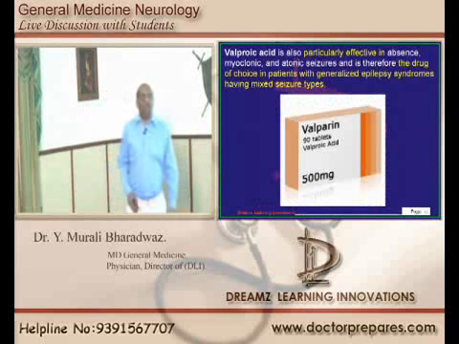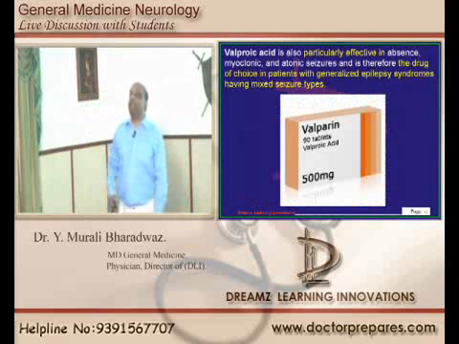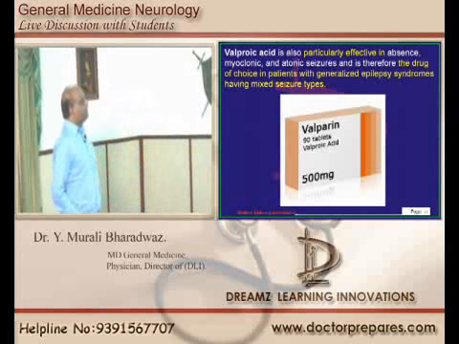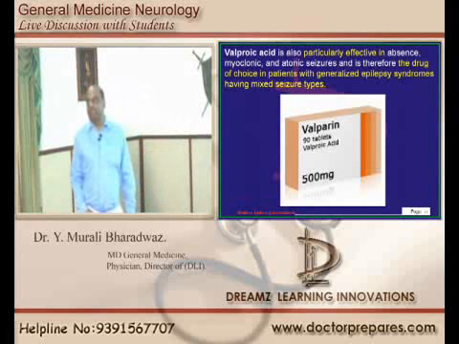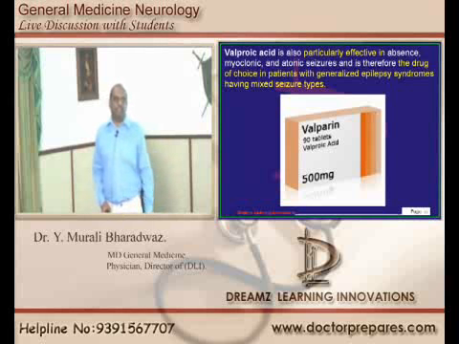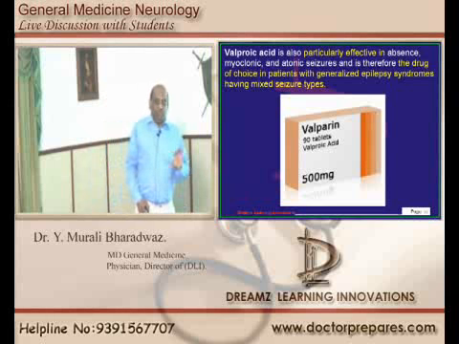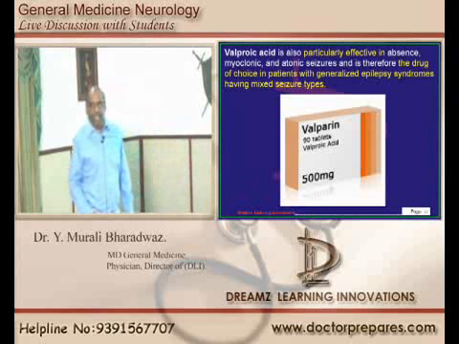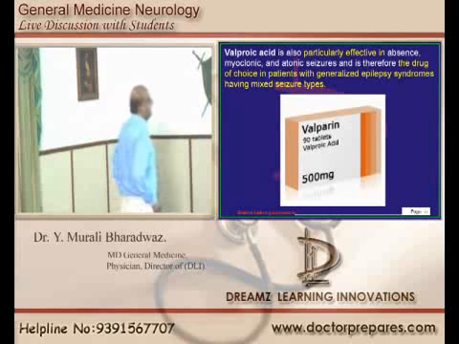Valproate is one of the very broad spectrum anti-epileptics, doctor. It is used in absent, myoclonic and atonic seizures. In all the three varieties it can be used. And whenever you have a generalized epilepsy syndrome where you have mixed seizures, and the thought comes to mind, which anti-epileptic shall I use, then what is the best drug? Valproate is what you have to basically remember.